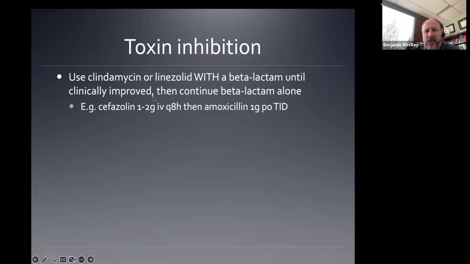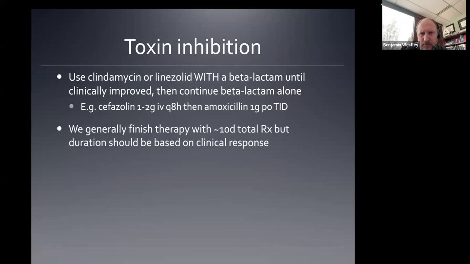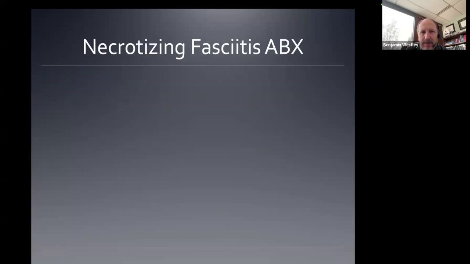So we use either clindamycin or linezolid with the beta-lactam, and we wait till a patient's improved. They usually are having surgeries done, oftentimes daily, and then we continue the beta-lactam alone after the first couple of days. You could use cefazolin, ceftriaxone, ampicillin, whatever, plus clinda or linezolid, then you stop the second drug and finish with amoxicillin or cephalexin, something like that. Typically, treatment's about 10 days. Occasionally, if surgeons are having trouble getting control of the disease, the treatment might be longer. We try not to go more than 7 to 10 days.